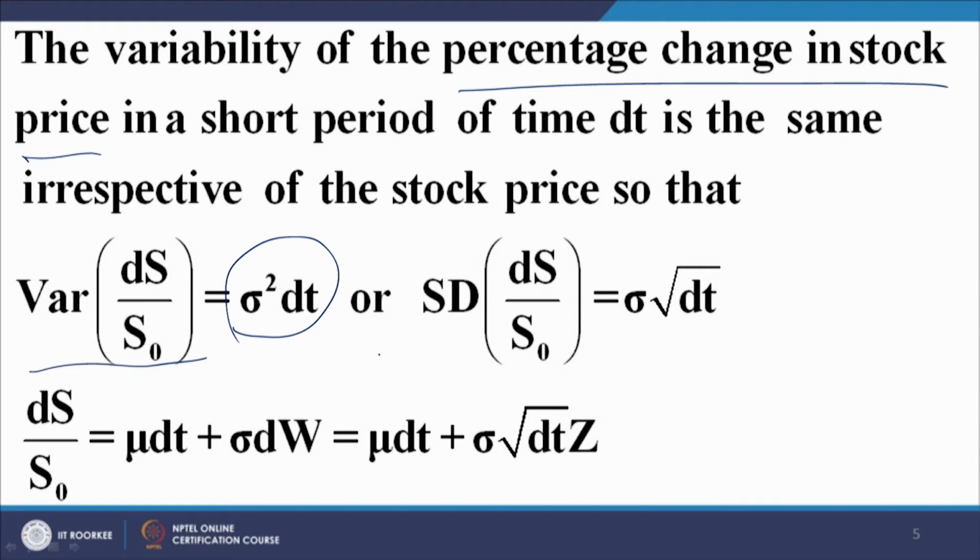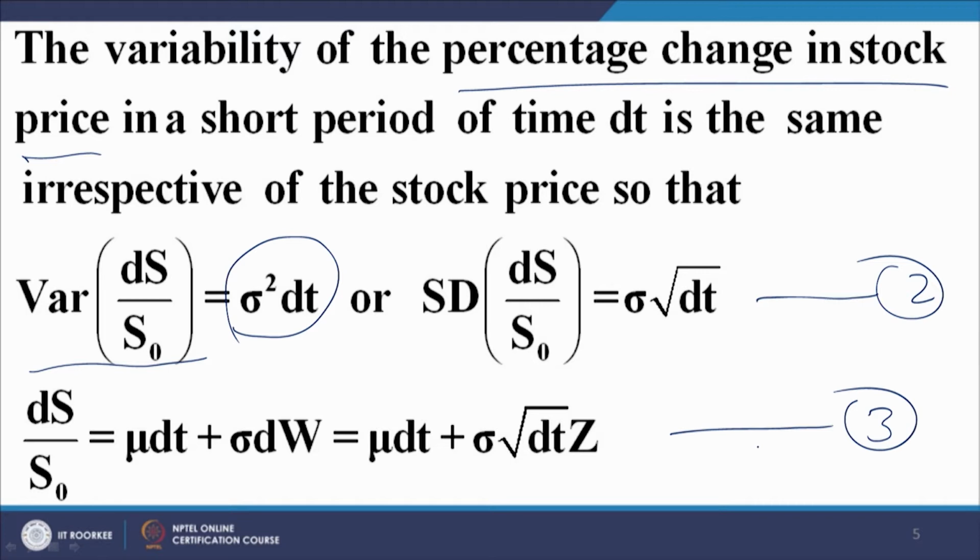Now, a model which is consistent with both the assumptions, let us call the one on the previous slide equation number 1, and this equation number 2, is given by equation number 3 that we have here. This can easily be checked if we take the expectation value of the left hand side ds upon S naught. mu dt contributes to the expectation value, but sigma dw does not contribute, because the expectation value of dw is equal to 0, and therefore, we get the expectation value of ds upon S naught is equal to mu dt, or the expectation value of 1 upon dt ds upon S naught is equal to mu, which was the first assumption.